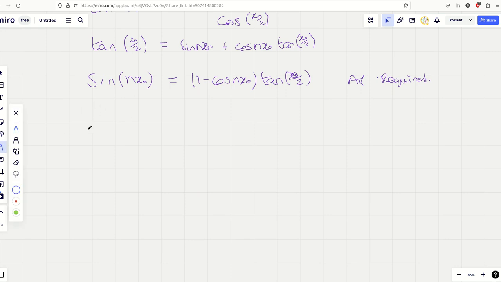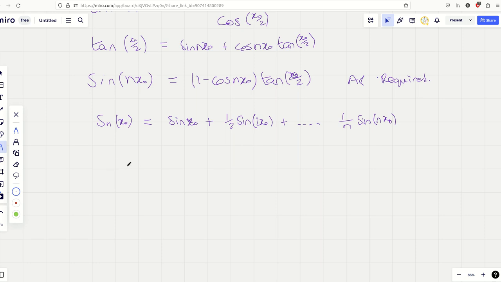So what can we do? Well, Sn of x0, let's write out what this actually means. It's sine x0 plus a half sine 2x0, yeah, all the way up to 1 over n sine nx0. That's what that actually represents, yeah?